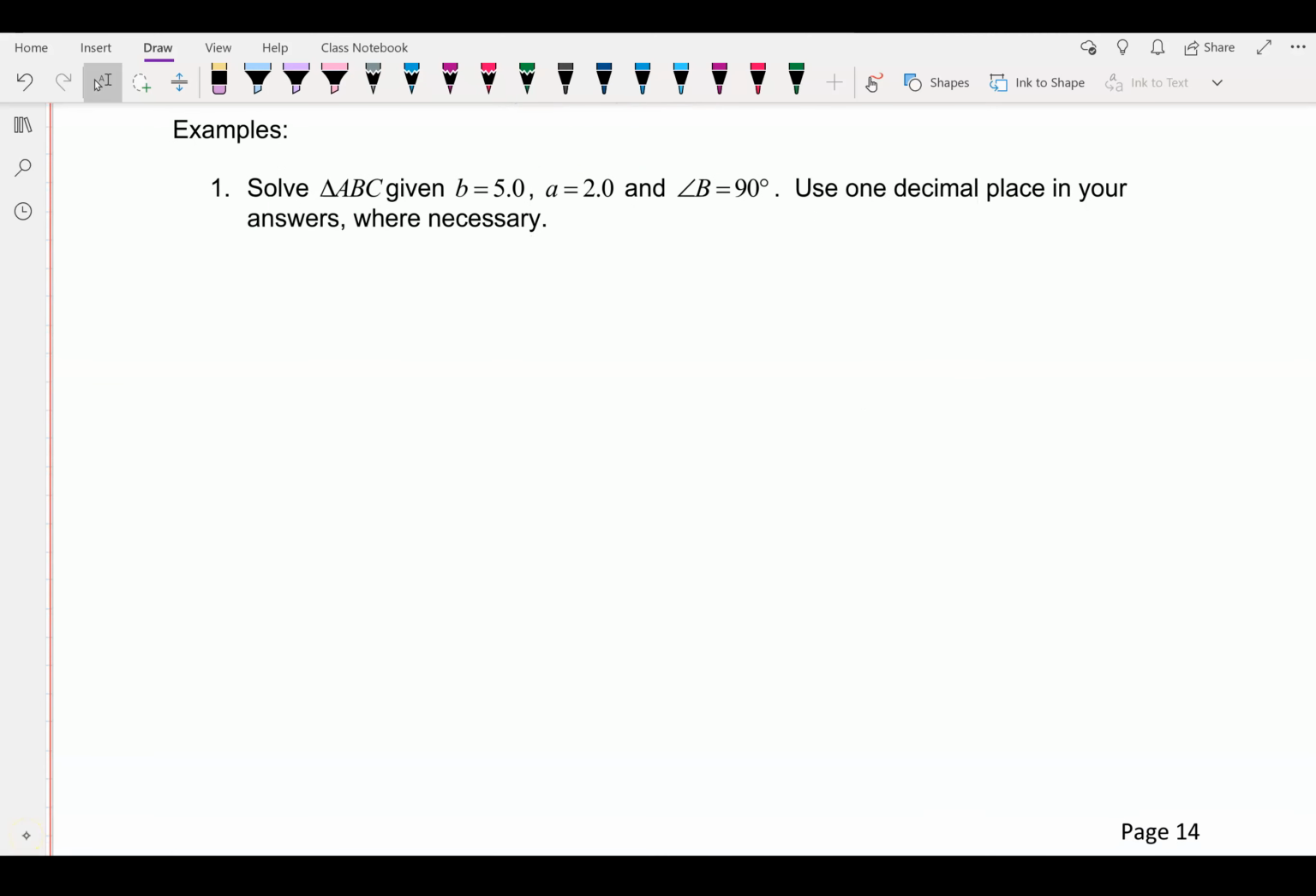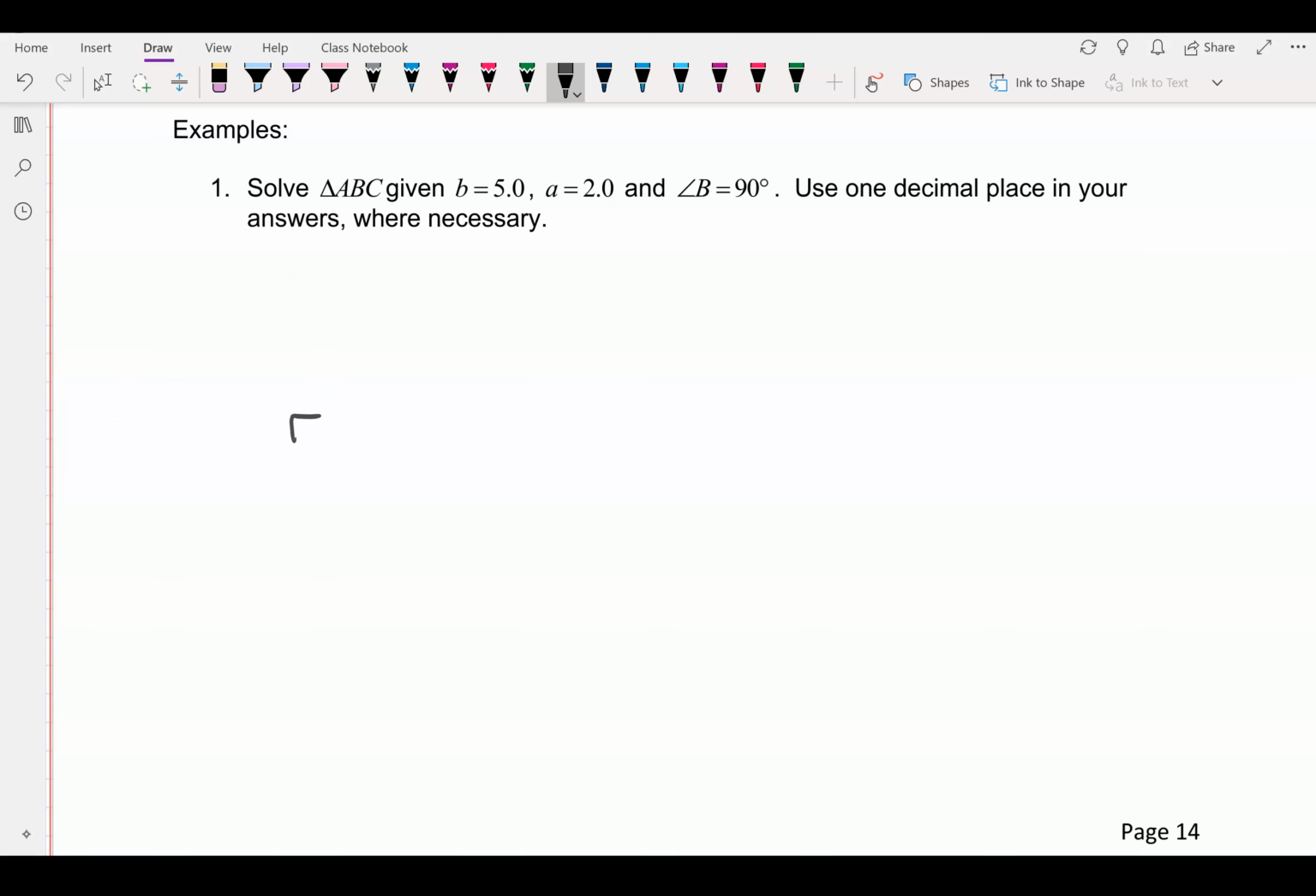So this question says we need to solve triangle ABC. And we're given that b is 5, a is 2, and angle B is 90. We need to use 1 decimal place in our answers whenever necessary. So I'm going to go ahead and draw a triangle first. I'm going to draw a regular triangle in our first quadrant. Let me see if I can make it a little straighter. Not going to happen. I'm just going to do it the old-fashioned way, just like you would. So quadrant 1 would look like this.